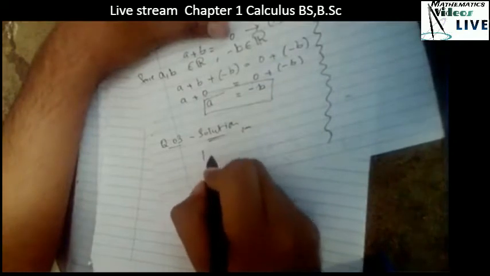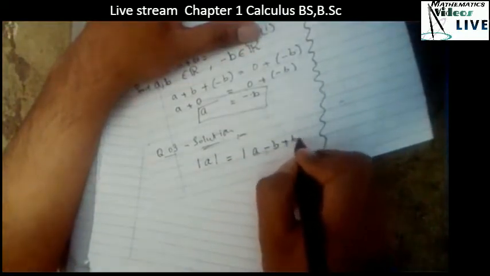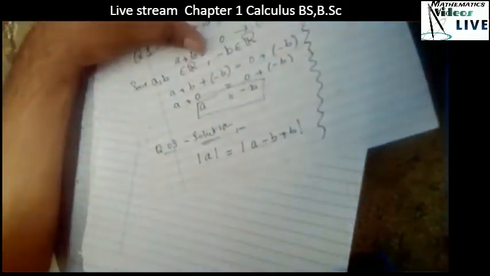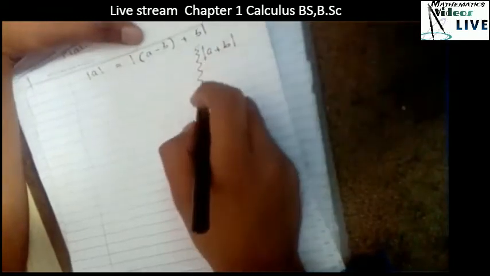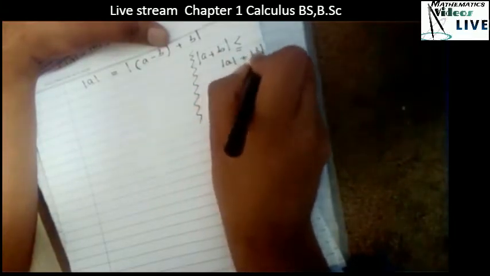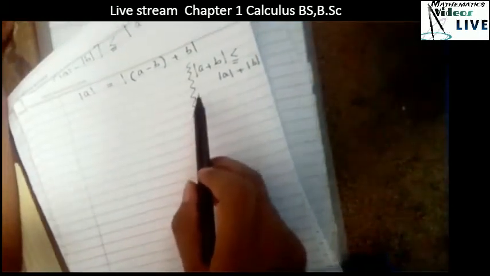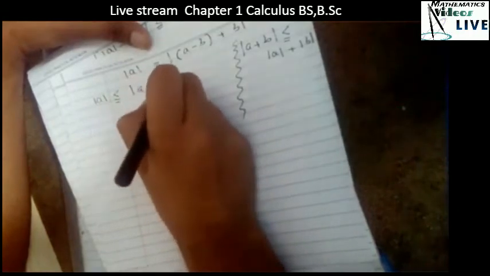You can write the absolute value of A to be equal to A minus B plus B, and you can rewrite it as mod of A is equal to mod of A minus B plus B. Next, we will make use of this inequality: mod of A plus B is less than or equal to mod of A plus mod of B. By making use of this inequality here, we get mod of A is less than or equal to mod of A minus B plus mod of B.